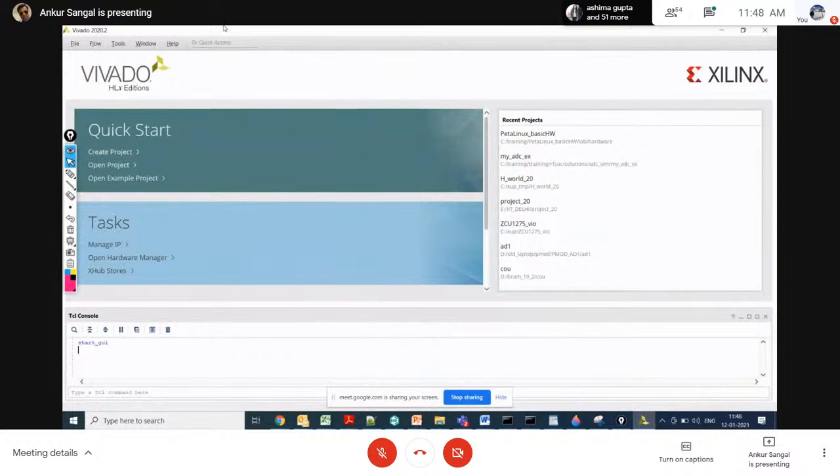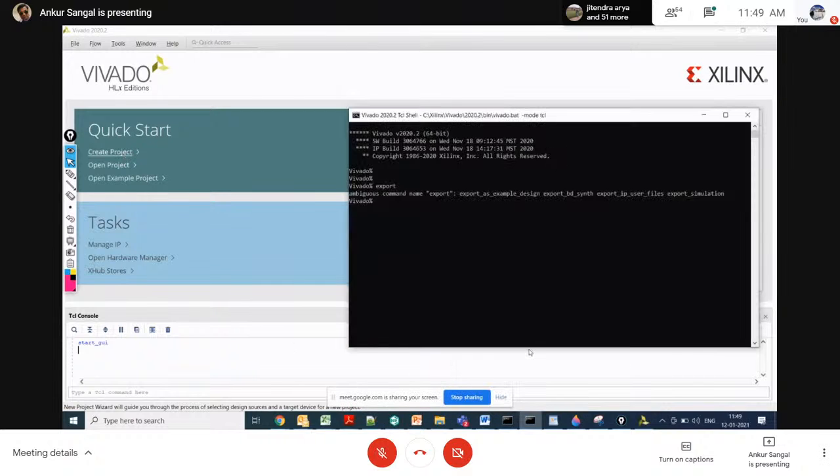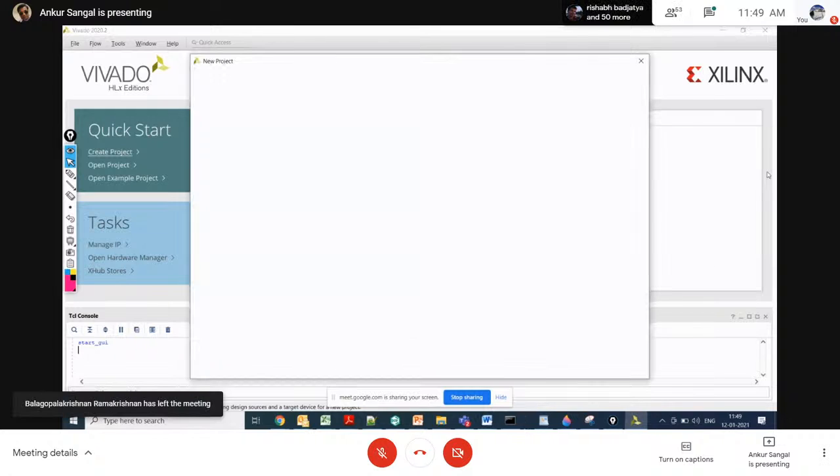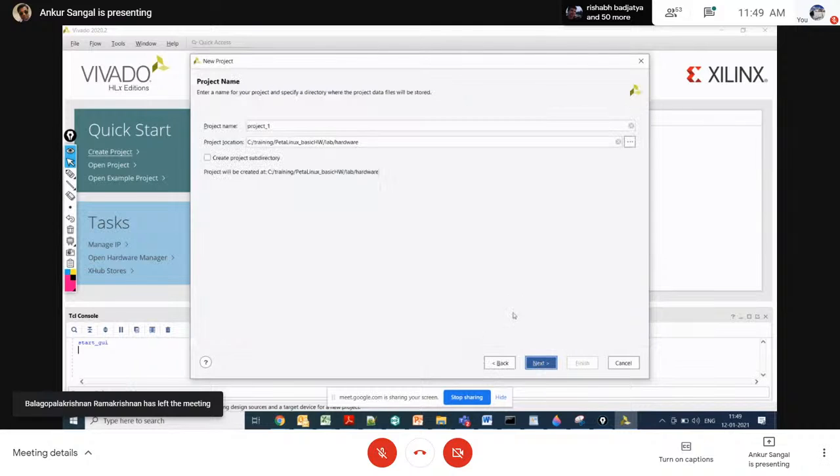So you can see this is the Vivado window. In this Vivado window, you can click here on create project. And currently the new Vivado version has TCL support, so if you want to run in a scripting mode, that option is also available. So you can click on the next button.